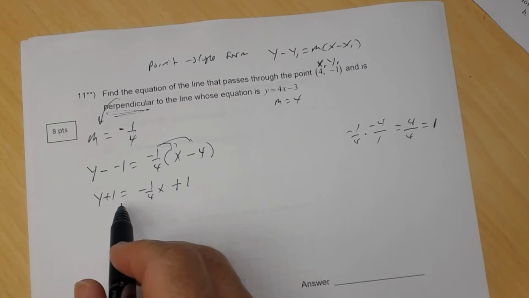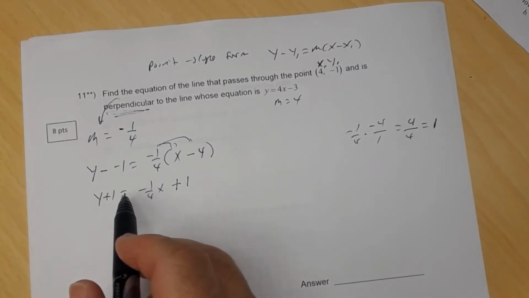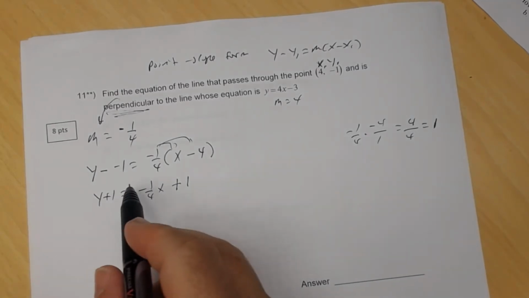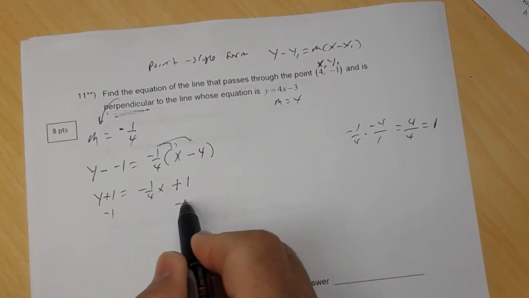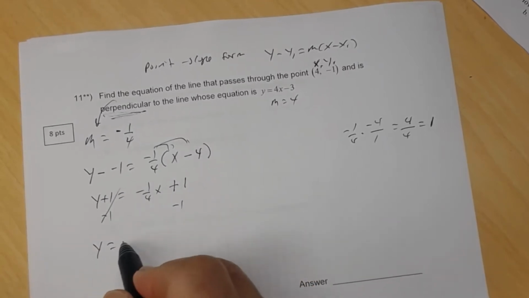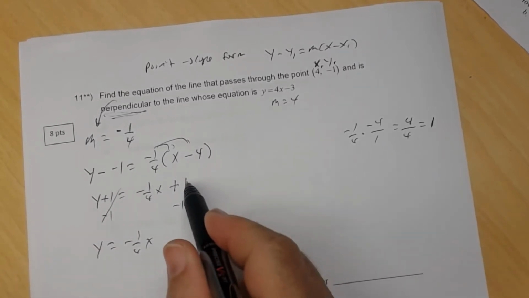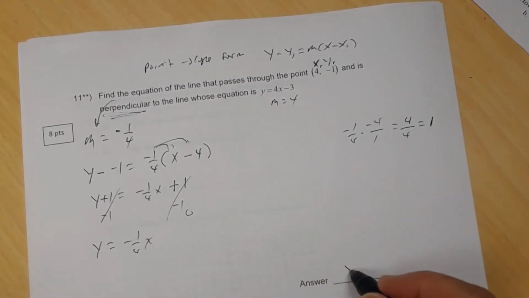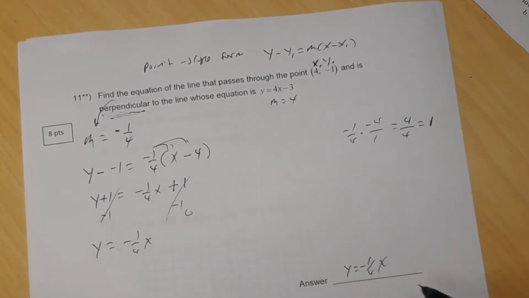Now to get y by itself, remember you want your answer in slope-intercept form. So you subtract 1, and you get y equals negative 1/4 x, and that's 0 right here, and that's it. So y equals negative 1/4 x.